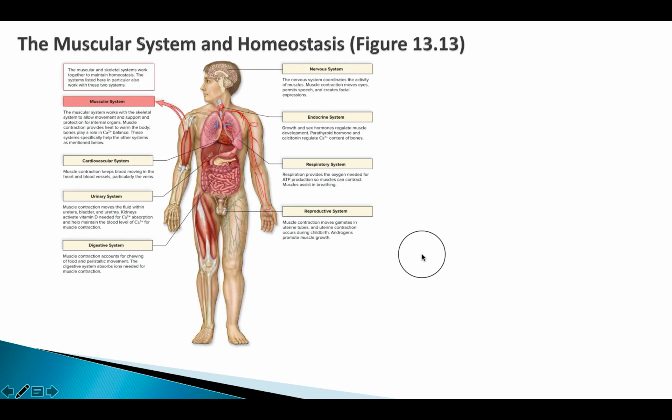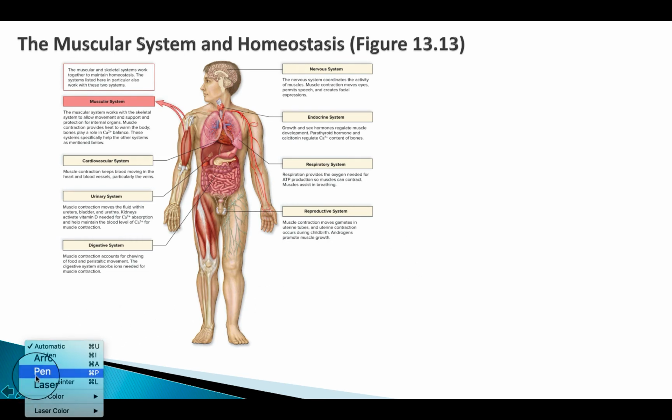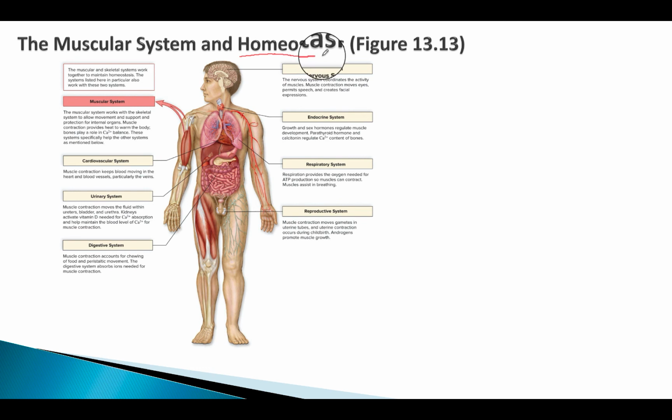Next slide here. So this is the muscular system and homeostasis. We've talked about homeostasis already before, so I'm not going to discuss this too much, but specifically the muscular system only. This part right here is our concentration. Okay, so the muscular system works with the skeletal system to allow movement and support, protection for internal organs, and muscle contractions provide heat to warm the body, right? Bones play a role in calcium balance, and these systems specifically help other systems, as also mentioned. So that is what we have right over here.